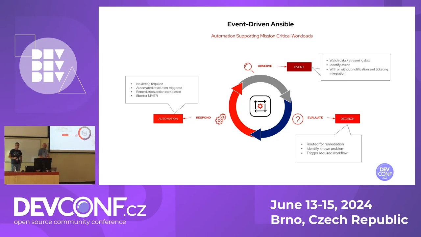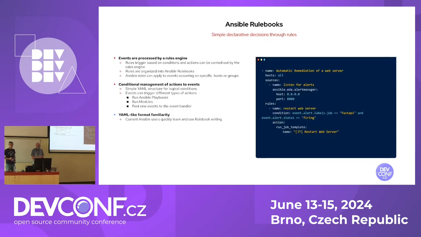It can be a job template of the Ansible controller. It can be a workflow job template. It can be an Ansible playbook. So depending on the conditions, it will evaluate the situation and will trigger an automation. Basically, how it works is using Ansible rulebooks, which are a similar thing to a classical Ansible playbook.